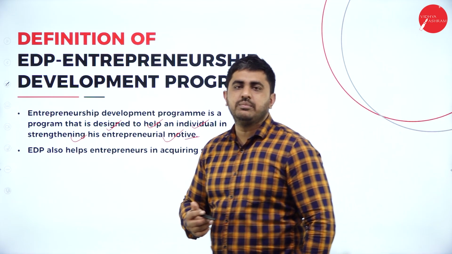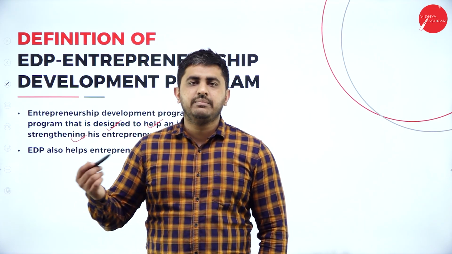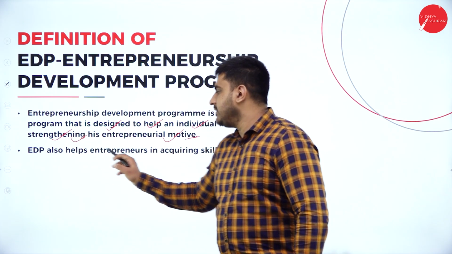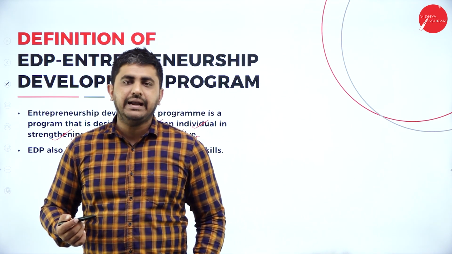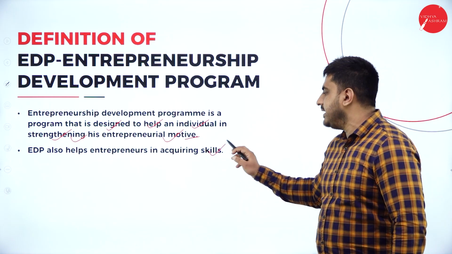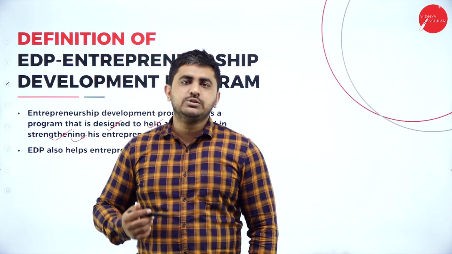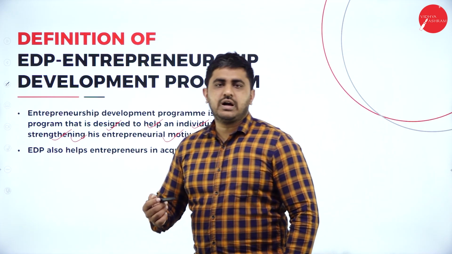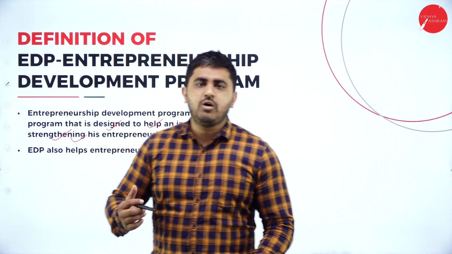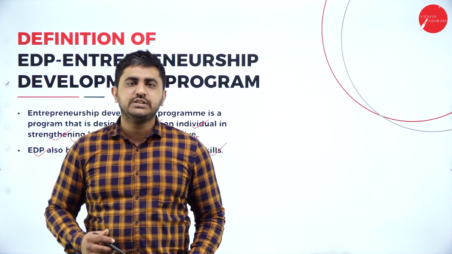For example, there is an entrepreneur, he wants to come out with a clothing brand on his own and he wants to sell it to become an entrepreneur. So what EDP does is, it helps him to strengthen his motive of manufacturing or coming out with a clothing brand. So this is a definition. So EDP also helps entrepreneurs in acquiring skills. That is, just by investment, undertaking risk, you cannot be successful. What you have to do is, you should have certain managerial skills, like your communication skills, how you motivate people, how you influence people. So all these skills are also taught in the Entrepreneurship Development Program. So this is the basic definition of EDP.